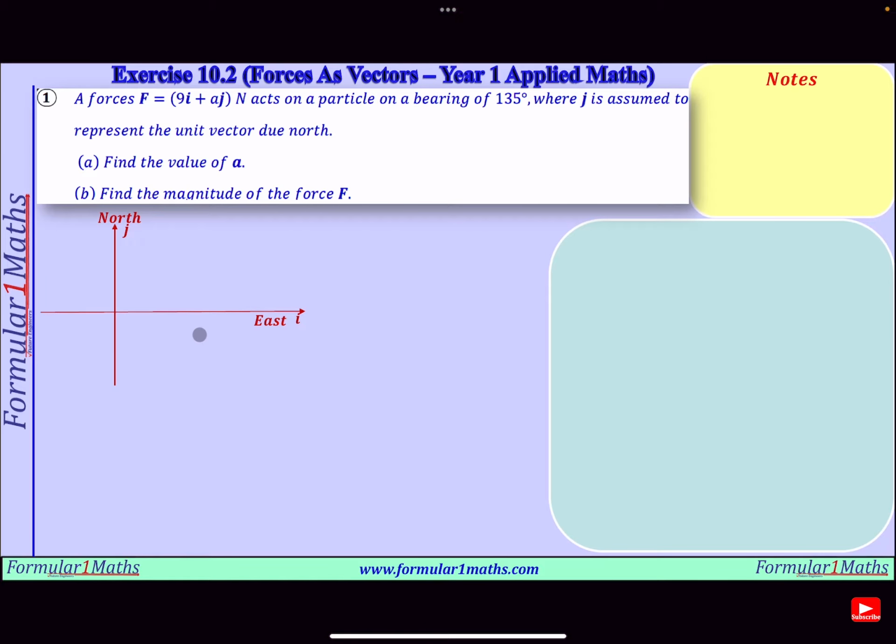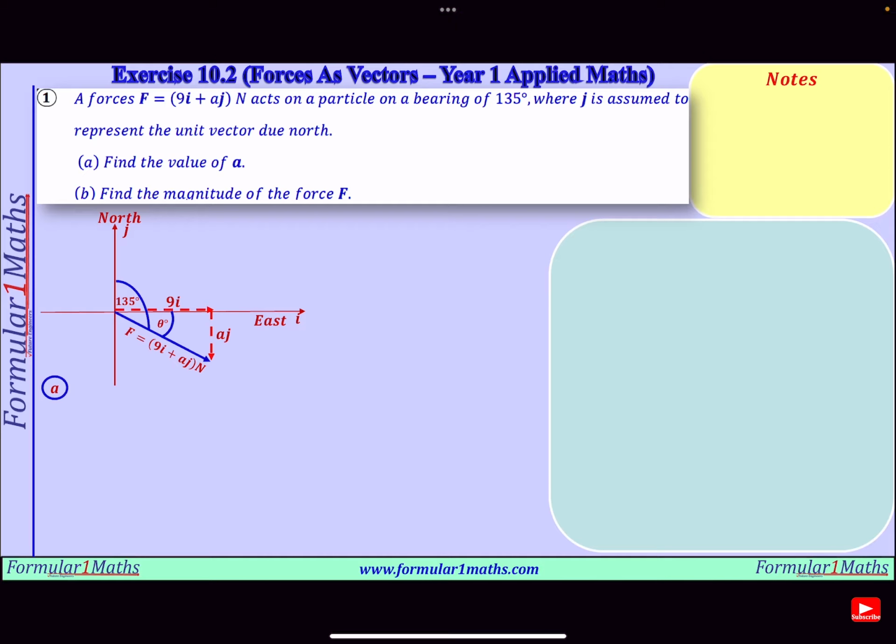Let's now put in our force, F. And this will be on a bearing, as we are told, of 135. That means the angle measured from north will be 135. We can now put in the components of our vector F, and that will be 9i and aj. To enable us to find the value of a, we need to calculate the angle here, theta.